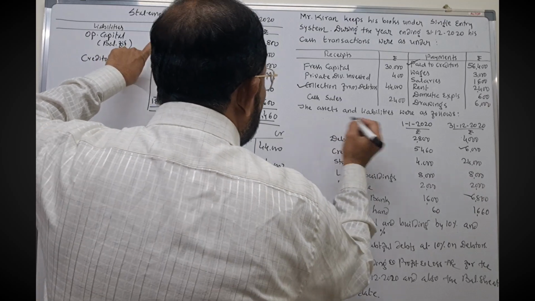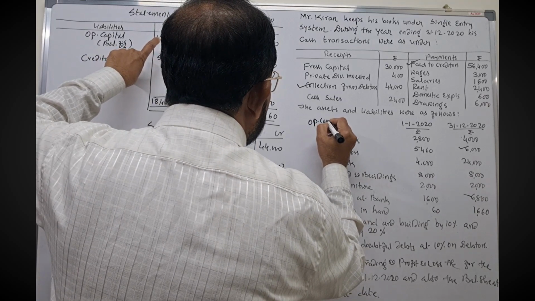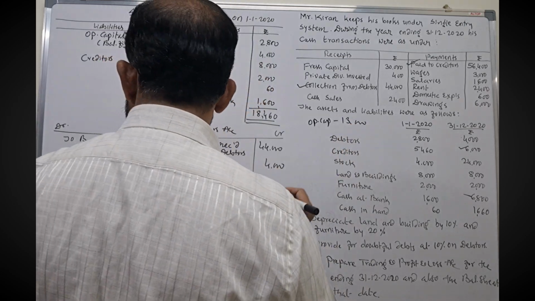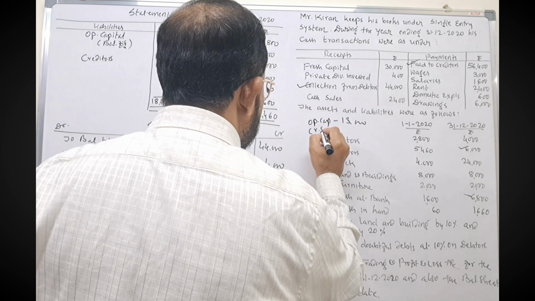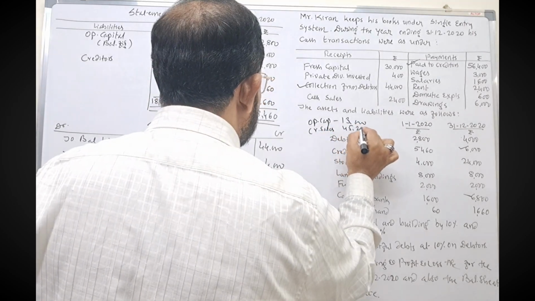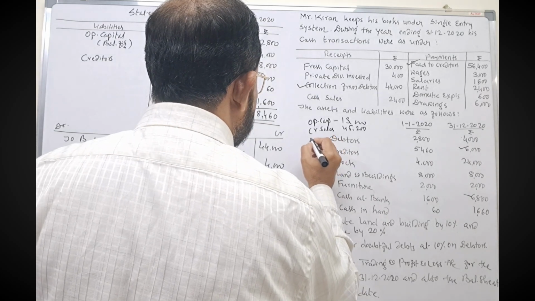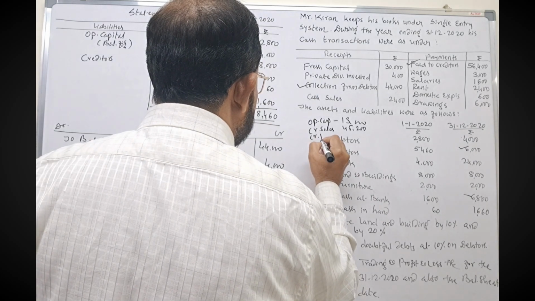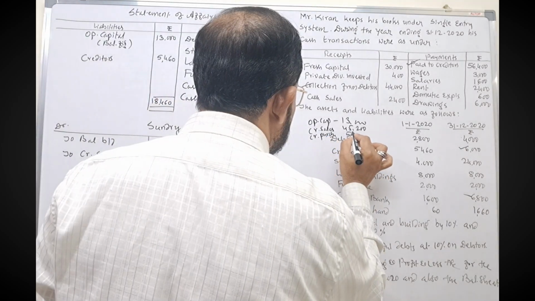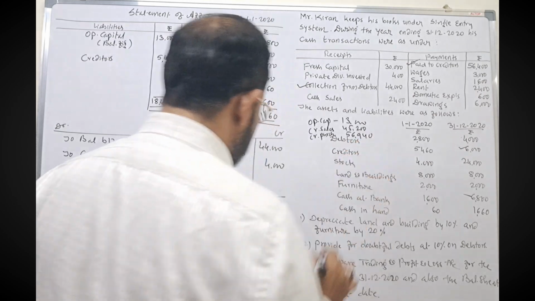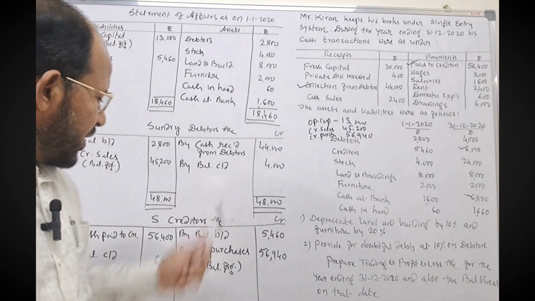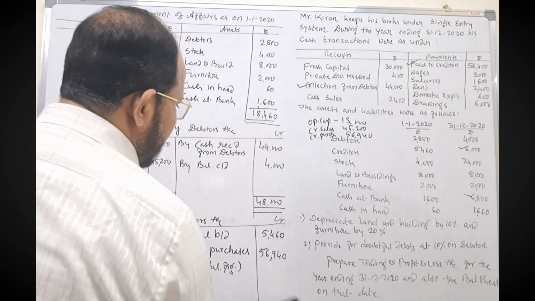What we found out first: opening capital, rupees 13,000. Next one is credit sales, 45,200. Next one is credit purchases, what is the amount? 56,940 rupees. Okay, after this, we will prepare the trading and profit and loss account.